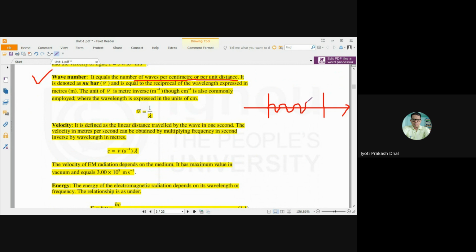That means it is just the reverse of wavelength. That means if the wavelength is less, more complete waves will be present within that unit distance. It is denoted as nu bar and is equal to the reciprocal of the wavelength, and it is expressed in meter inverse. So the unit of nu bar is meter inverse, and sometimes it is also expressed in centimeter inverse, which is a commonly employed unit.